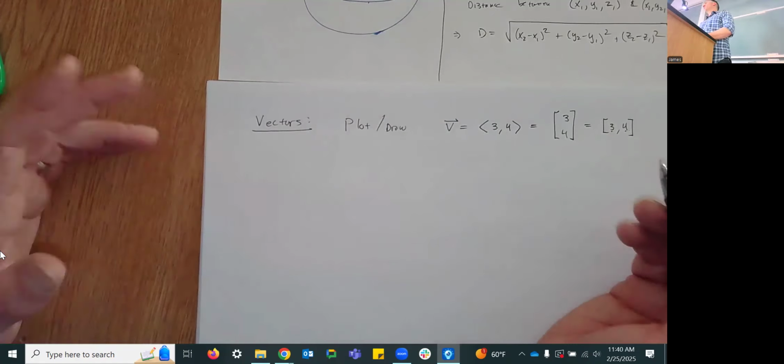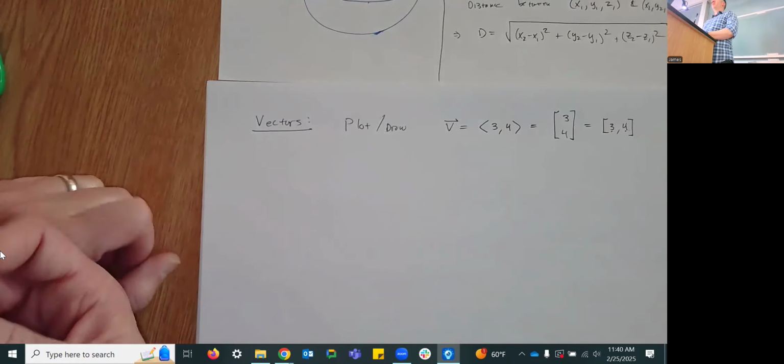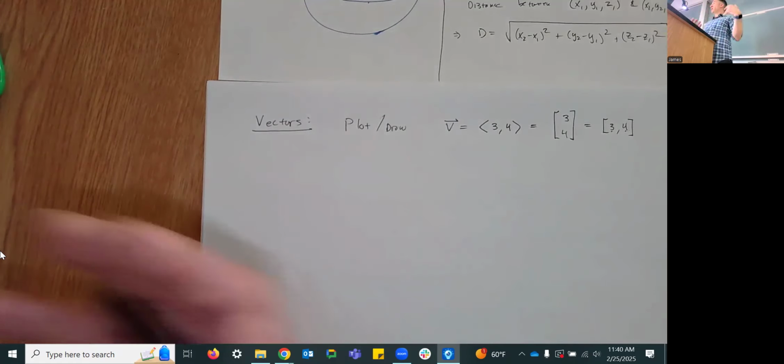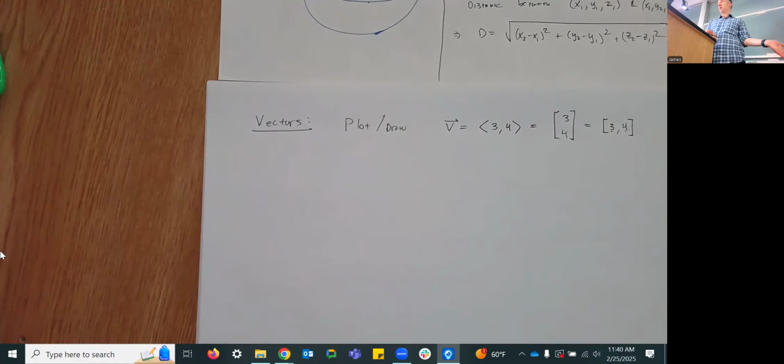Parentheses, that's like the worst choice. And the reason I say it's the worst choice is because we already used normal parentheses to indicate what a point looks like. So that's why I typically don't like to use normal parentheses for my vectors, because I feel like it's easy to confuse with the point.